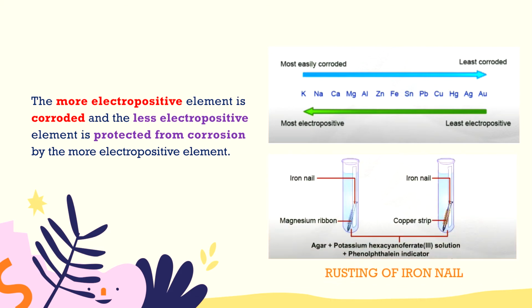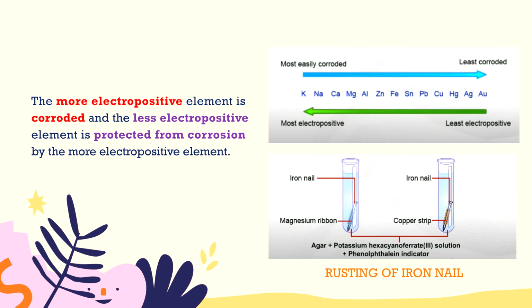Now let us consider this example, the rusting of an iron nail. As presented, this is an example of an electrochemical setting wherein two metals in contact with each other are placed in each test tube and submerged in an electrolyte. In this case, the agar plus potassium hexacyanoferrate solution plus phenolphthalein indicator will serve as our electrolyte.